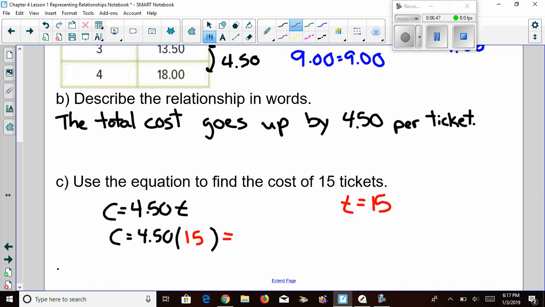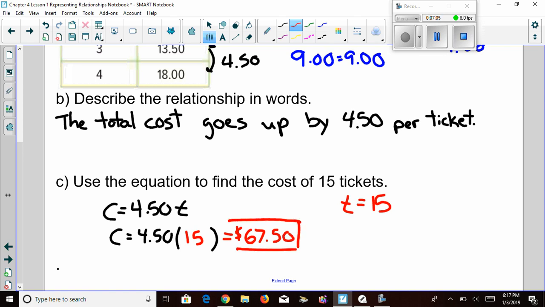If we take $4.50 times 15, we will find that the total cost of 15 tickets is $67.50.